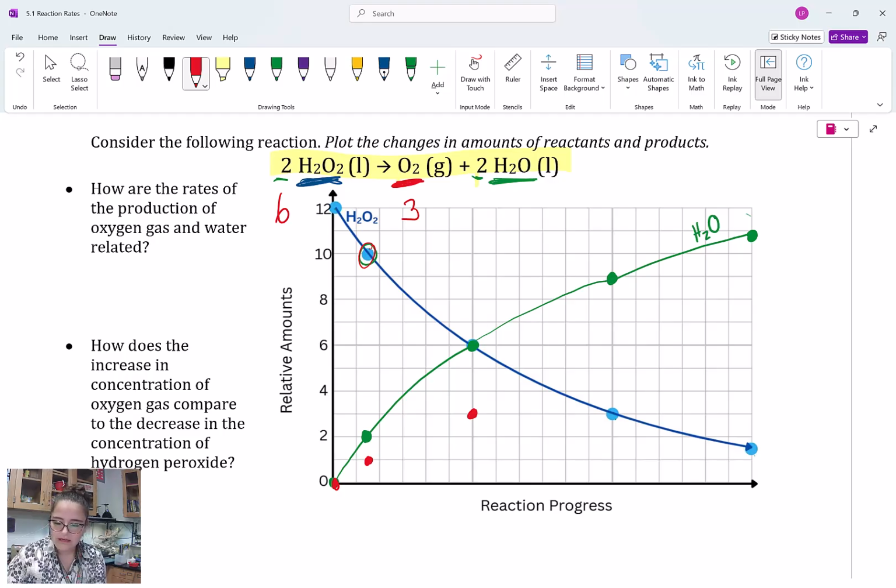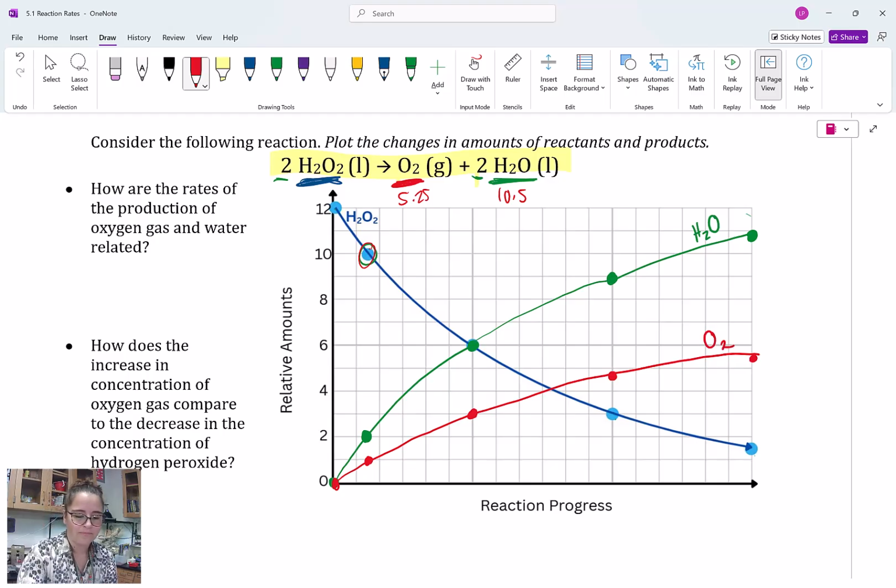Okay. Keep it going. If I've formed 9 waters, I've formed 4.5 oxygen gases. Okay. And let's see, we can work backwards that way. If I've formed about 10.5 water molecules, I've formed about 5.25 oxygen gases. So about there. So there's our O2 line.